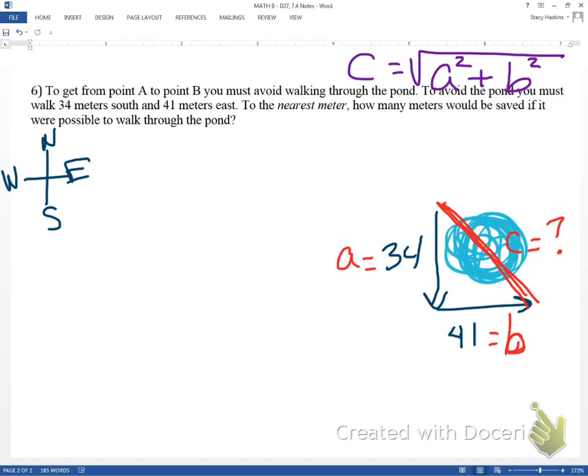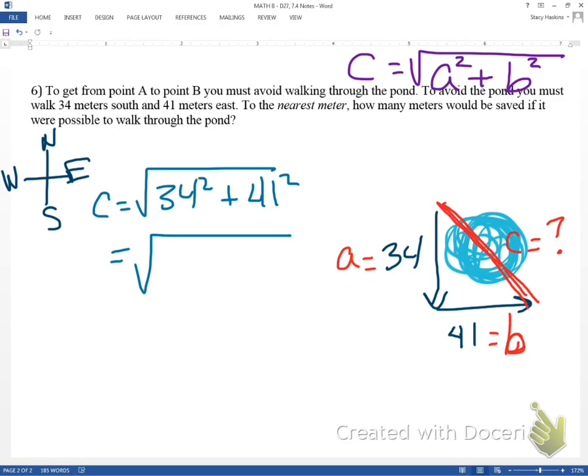Okay. Let's plug in the numbers we're given. C is equal to the square root of A squared. A is 34. So 34 squared plus B squared. B is 41, so we have to square that. Find out what 34 squared is equal to. I have 1,156 plus 41 squared.